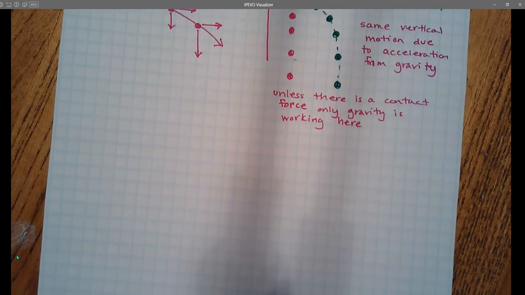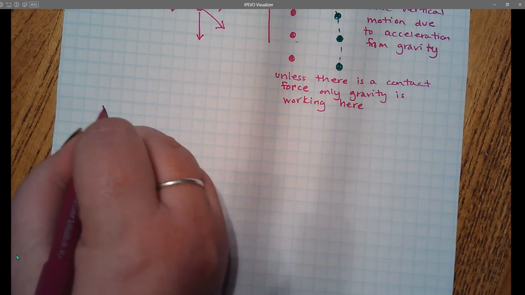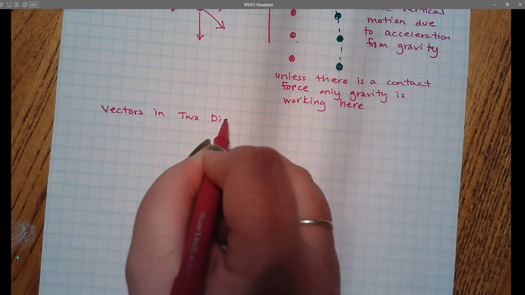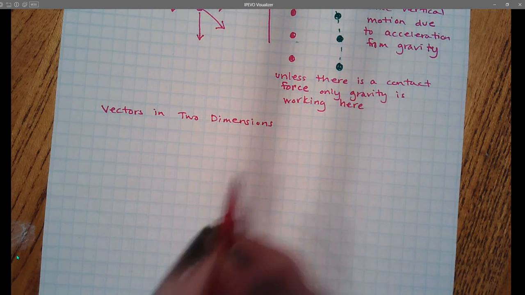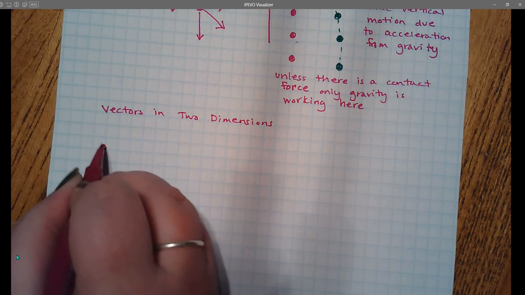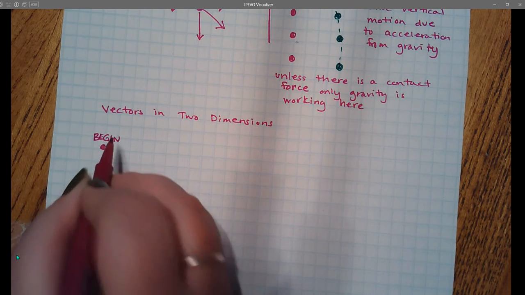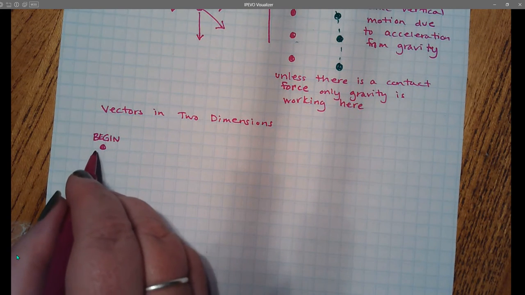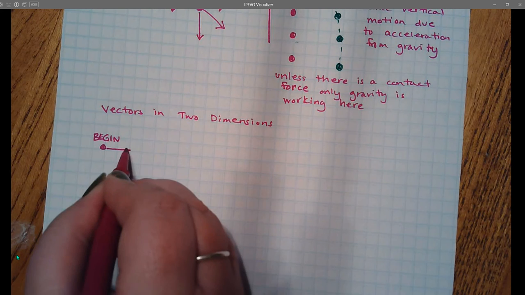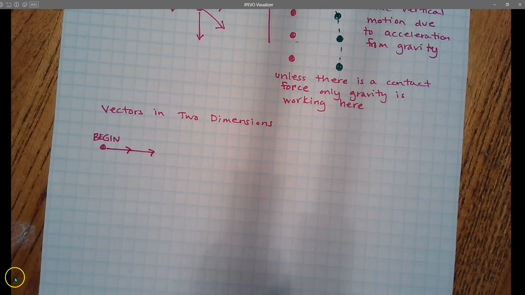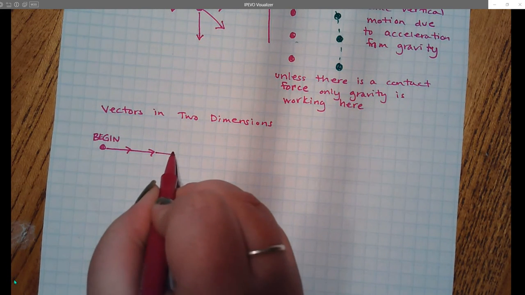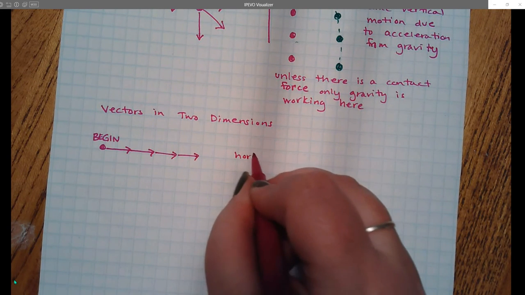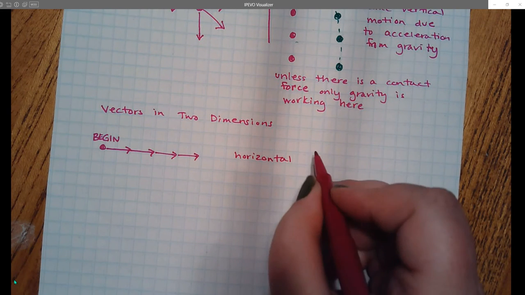So moving on, we'll cover vectors in 2-dimension. We have done this a little bit already. Now we're just getting slightly more in depth. So if this is the beginning, as the projectile is launched horizontally, the horizontal velocity, the velocity vectors stay the same because horizontal velocity is not changing. Gravity affects the object but does not affect the horizontal motion.